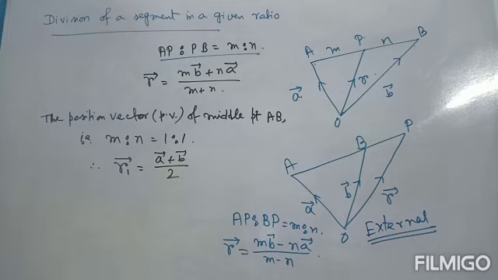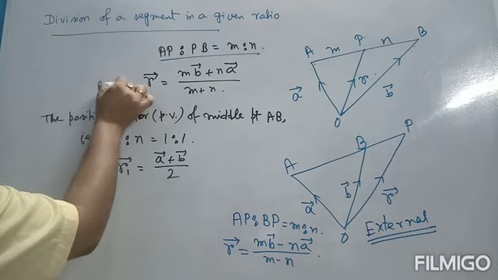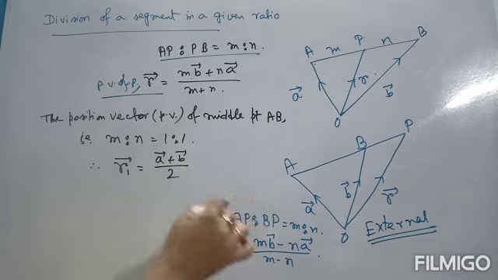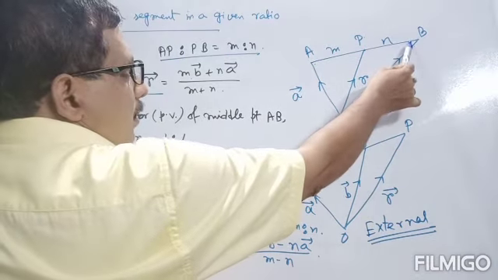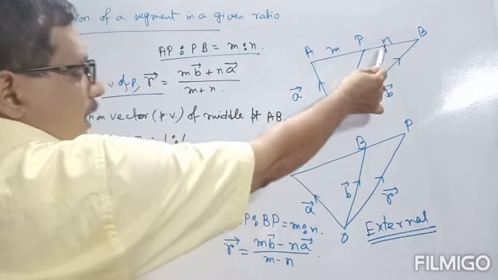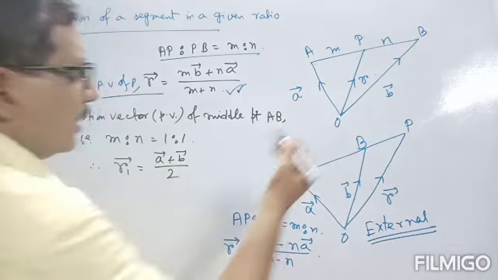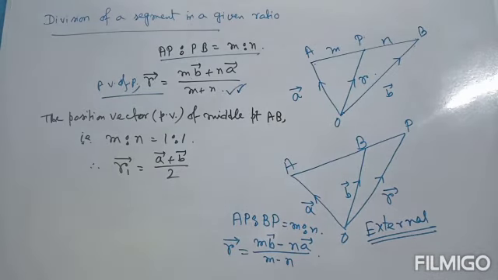Then we can find the position vector of P, say r, is equal to (mb plus na) by (m plus n), like coordinate geometry. That is, m into the position vector of B plus n into the position vector of A, just in reverse, divided by m plus n. It is very easy to prove. So how do we prove this?